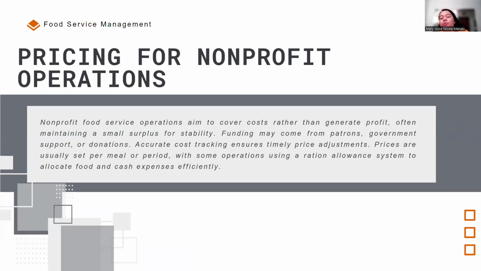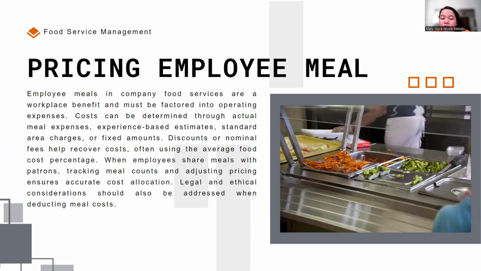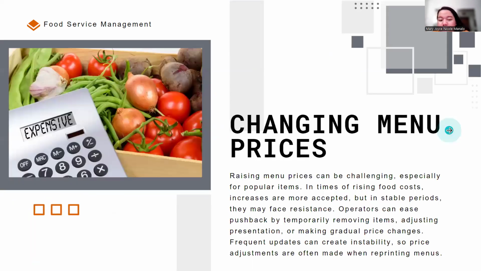Nonprofit food service operations focus on covering costs rather than generating profit. Costs may be supplemented by patrons, government agencies, or charitable donations. Accurate cost tracking is essential for making adjustments when necessary. Employee meals are often considered an operational expense. Pricing may be based on actual costs, company policy, and standard charges. Discounts or nominal fees can be applied to recover costs while ensuring affordability for employees.